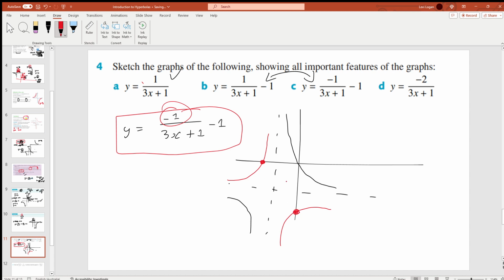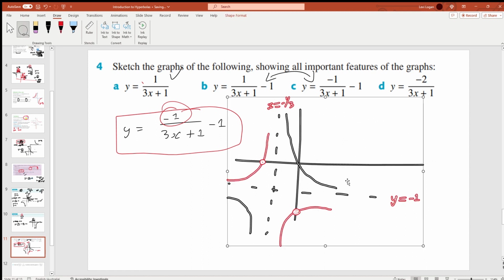So we've got to work that out. Now you'd still label this x equals minus a third and y equals minus 1. So now I'm going to move that in the corner, so I have enough room to do the algebra.